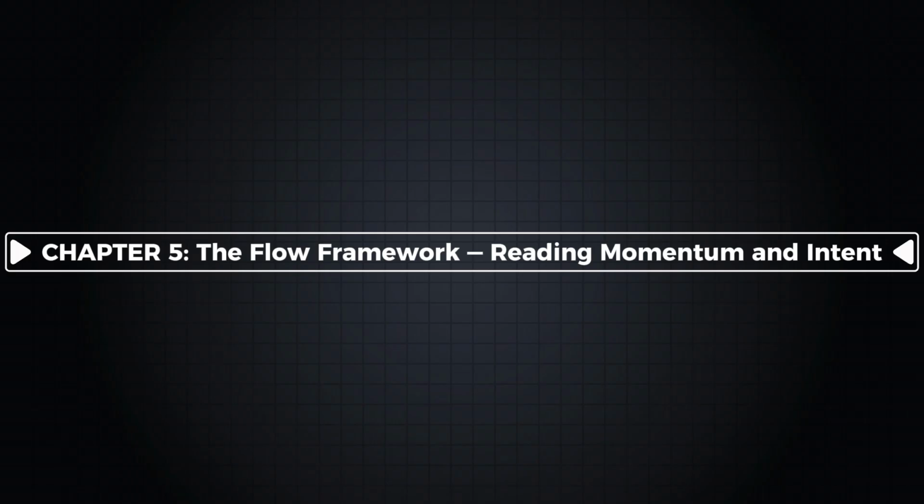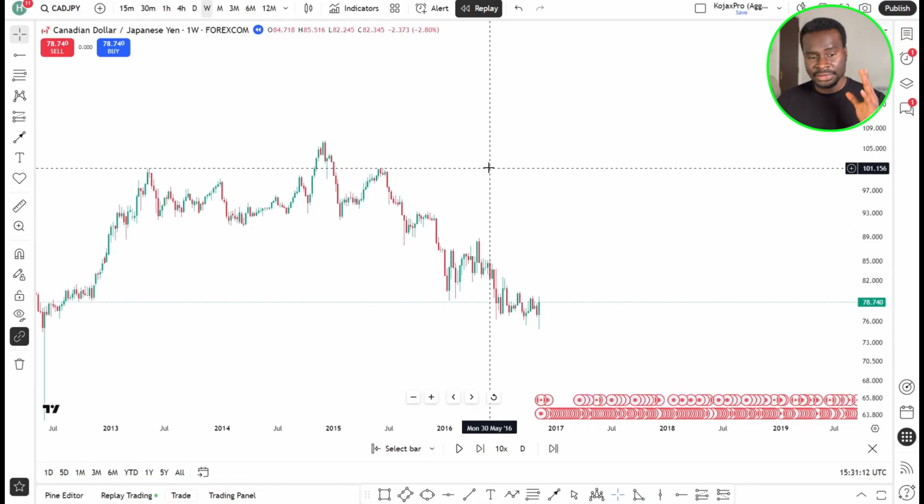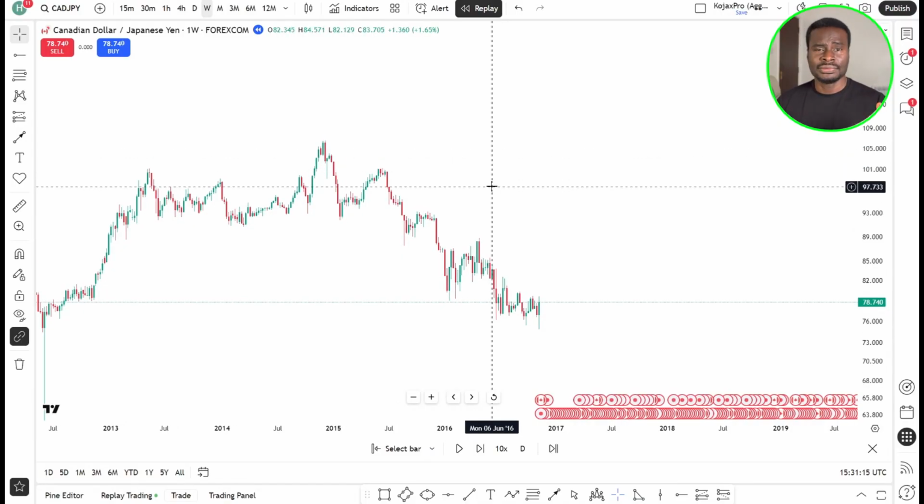Now, let me show you how to read momentum and intent as a trader. So in a nutshell, let's talk about the flow framework. Once you understand structure, the next step is flow. Flow is the reading between impulse and correction. It tells you whether structure is healthy or weakening. Let's take a look at CAD/JPY in order to understand this flow better.